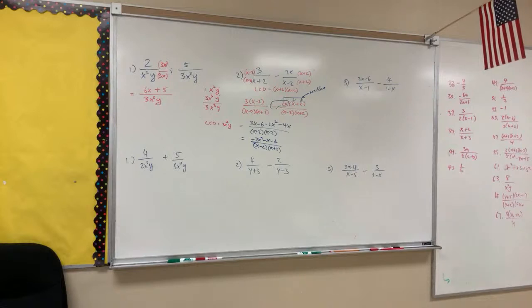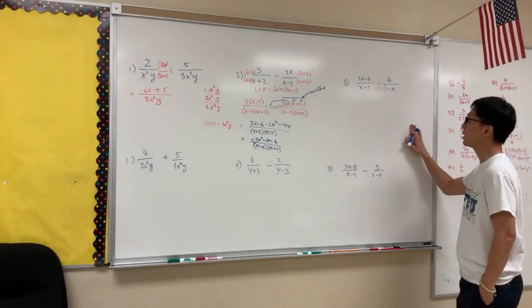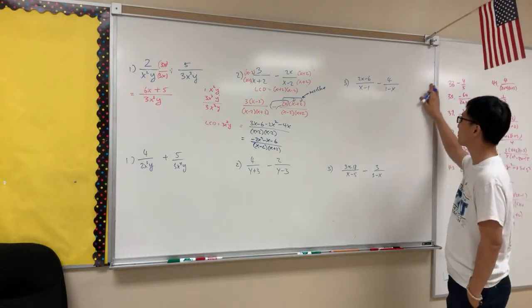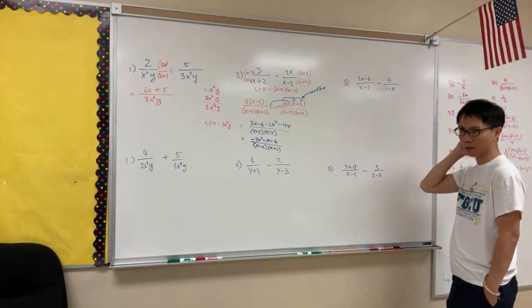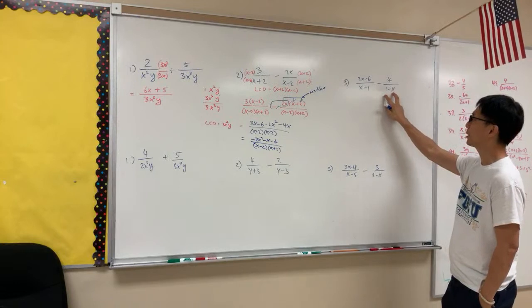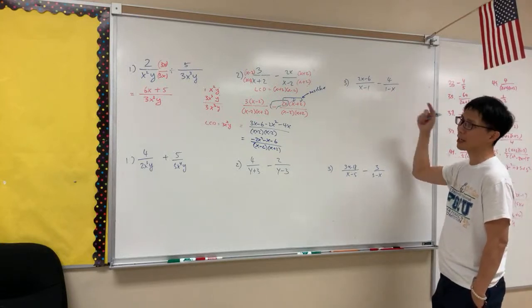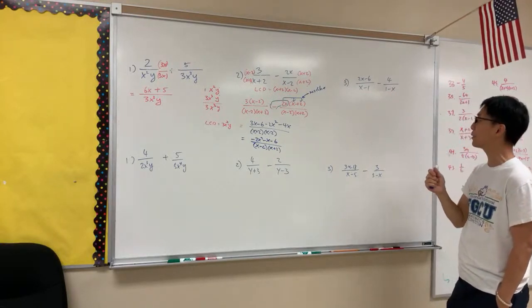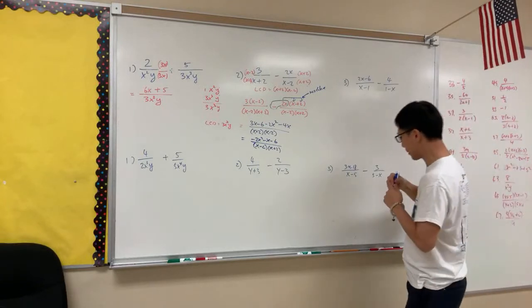The least common denominator in this case is actually not (x plus 1)(x minus 1)(1 minus x). There's an easier way to approach this question. To make them the same, this one's x minus 1, this is 1 minus x, so you can just switch the order. How do I switch the order?